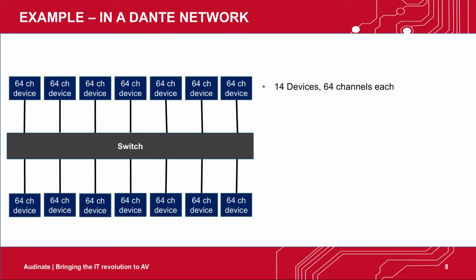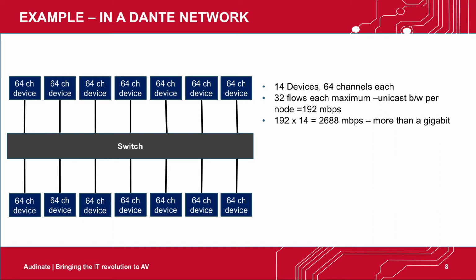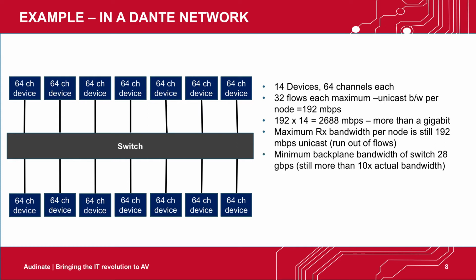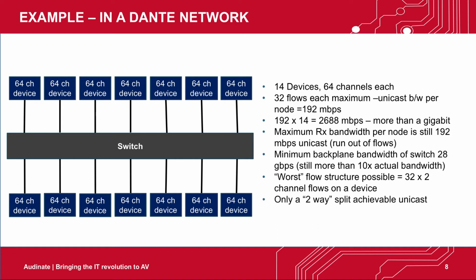Here we have 14 devices, 64 channels each, with 32 flows for each device. The maximum unicast bandwidth per node in this case is 122 megabits per second. That gives us more than a gigabit. Maximum receive bandwidth per node is still 192 megabits per second unicast, which means we will run out of flows. Minimum backplane bandwidth of the switch is 28 gigabits per second. The worst flow structure possible would be 32 by 2 channel flows on a device. In this case, only a two-way split is achievable in unicast.